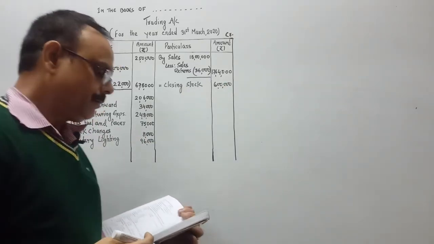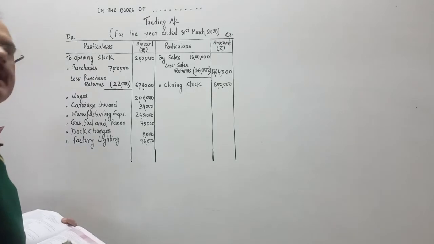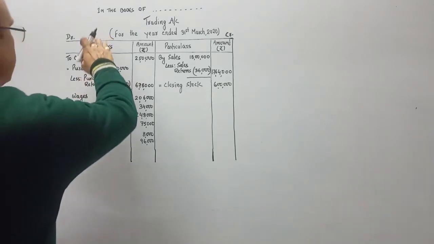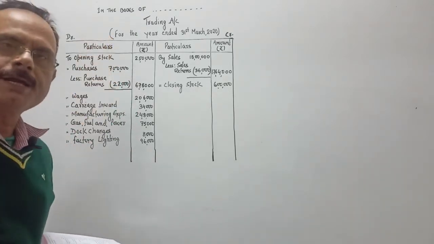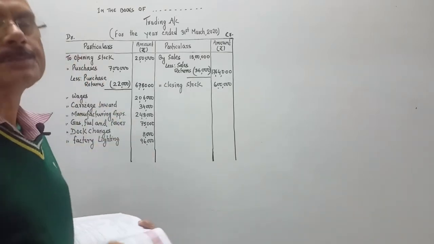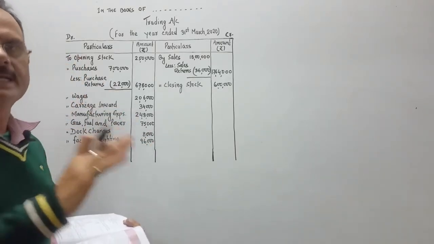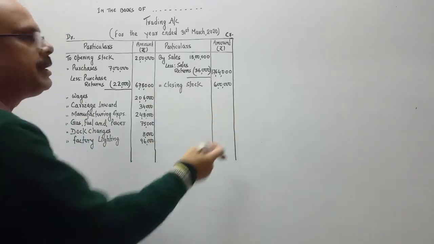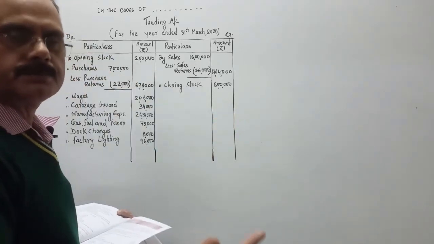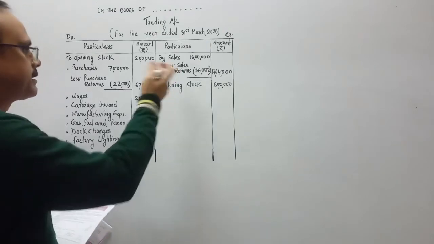So we have written all this information in the trading account. In the trading account, on the debit side, what do we write? We write the direct expenses: purchases and all direct expenses. On the credit side, what will we write? We write the direct income of the business, that is sales.